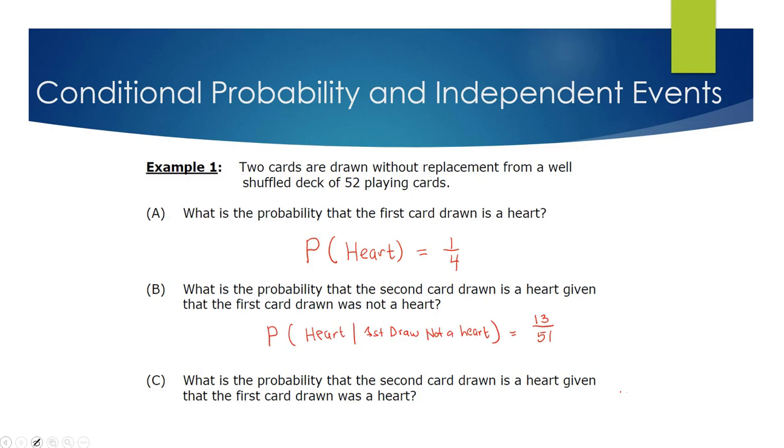And for part C, the probability that the second card drawn is a heart, given that the first card drawn was a heart. Well, now when I consider that, the first card drawn being a heart means that I picked one of the 13 hearts out of the 52 card deck, so now there's 51 cards left, and there's only 12 hearts left. So that would be 12 out of 51 for the probability of getting a heart, given that the first card was a heart. So that's an example of how to handle the given that situation.